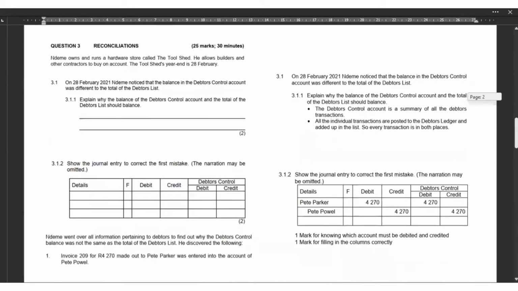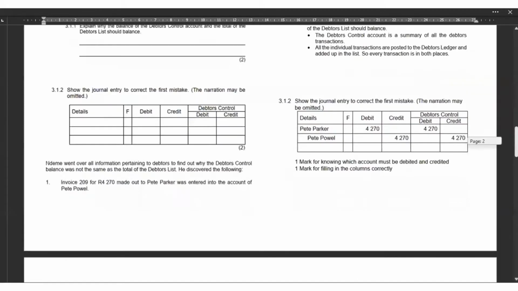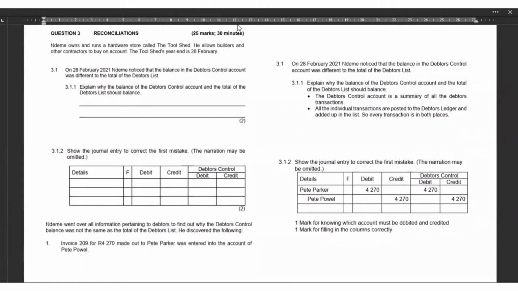Let's have a look at the question. Remember, this is question 3 from IEB 2021, paper 2 from May. Okay. 25 marks, they allocate 30 minutes. A suggestion for when you're doing your papers is to stick to the time allocation, whether you finish the question paper or not. It'll just assist you in getting as many accurate marks as possible.